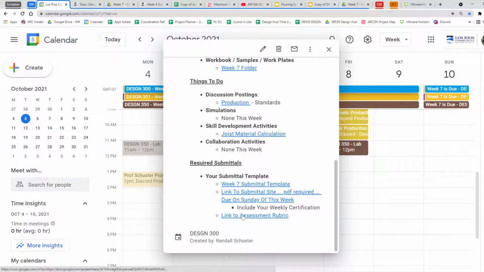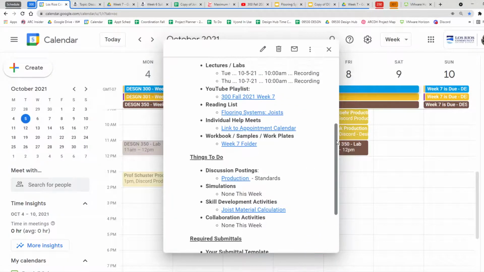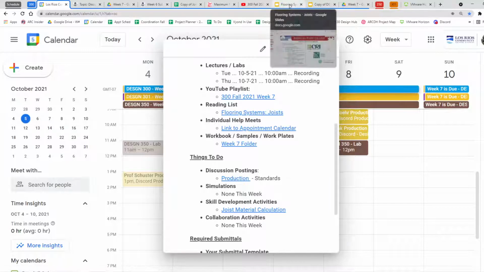And there's your assessment. So let's talk. We talked about this one a little bit, and that's good. I think I've gone over that one enough. Today I want to talk about the flooring systems and joists. So let's take a look and see what we've got here.